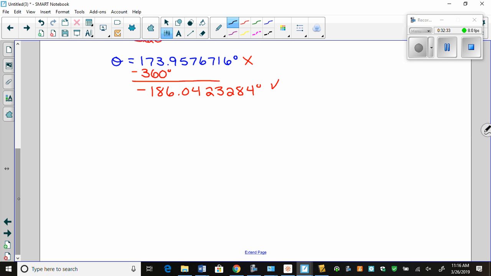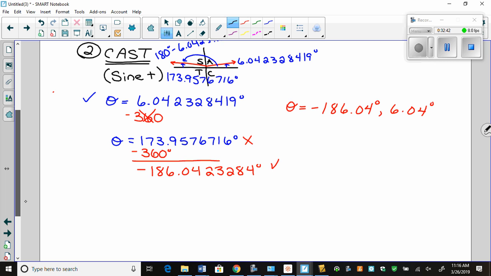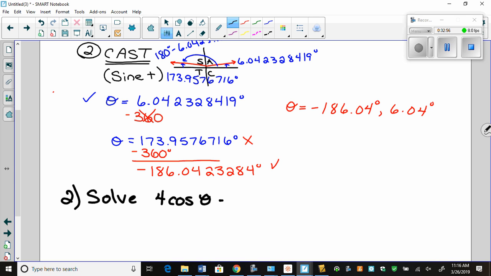They can amp it up by giving you a reciprocal trig identity, so cosecant, or by not having the cos or secant or sine isolated. So if I did: solve 4 cos theta minus 3 equals 0, and then I'm just going to do a nice 0 is less than or equal to theta is less than or equal to 360.